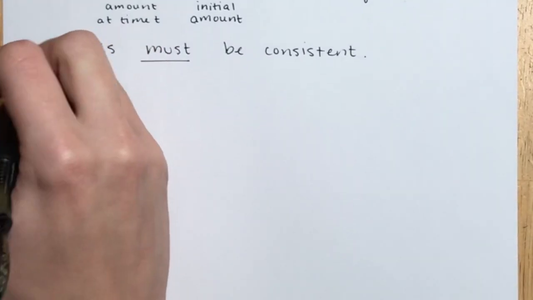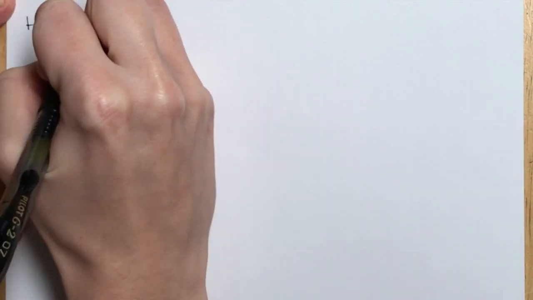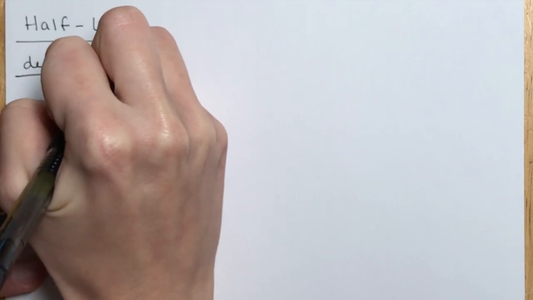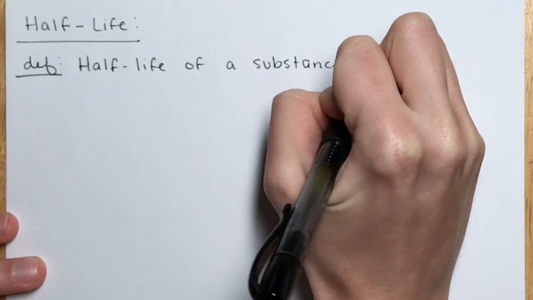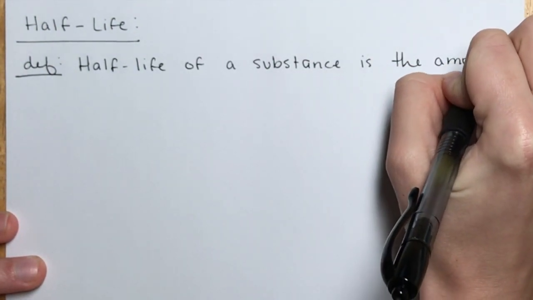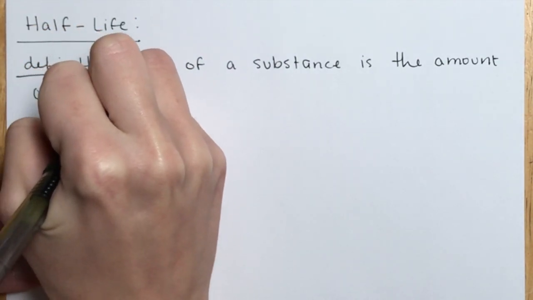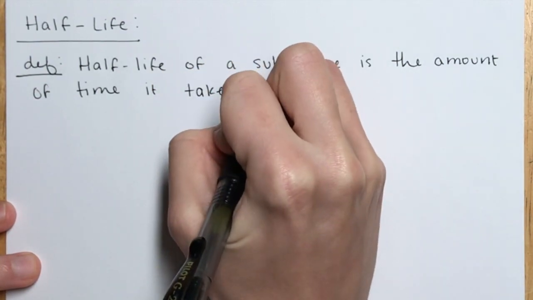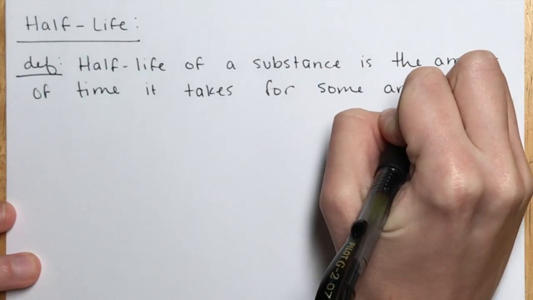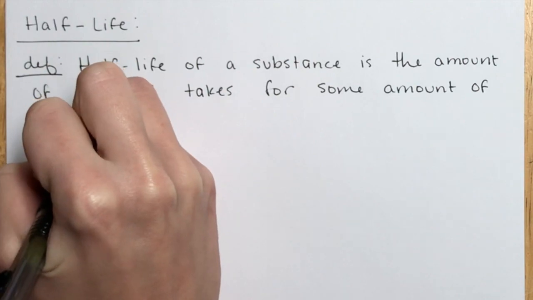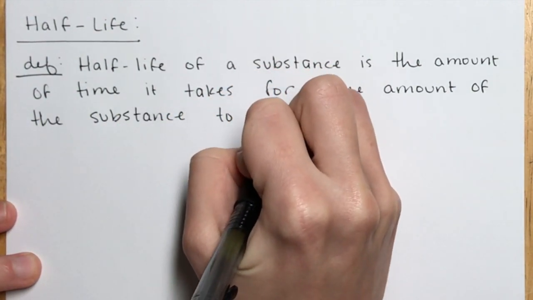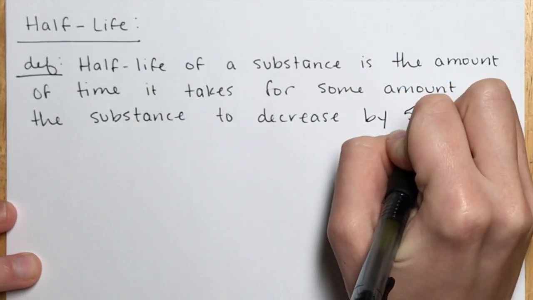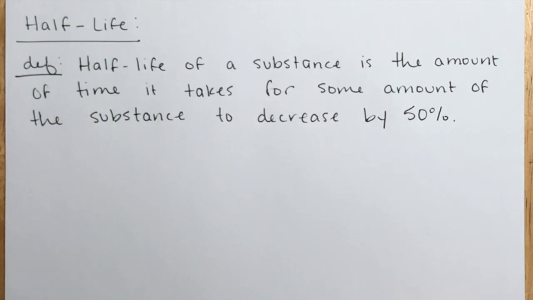Now I would like for us to talk about half-life. So let me define that really quickly. Half-life of a substance is the amount of time it takes for some amount of the substance to decrease by 50%. So the amount of time it takes for something to be halved.